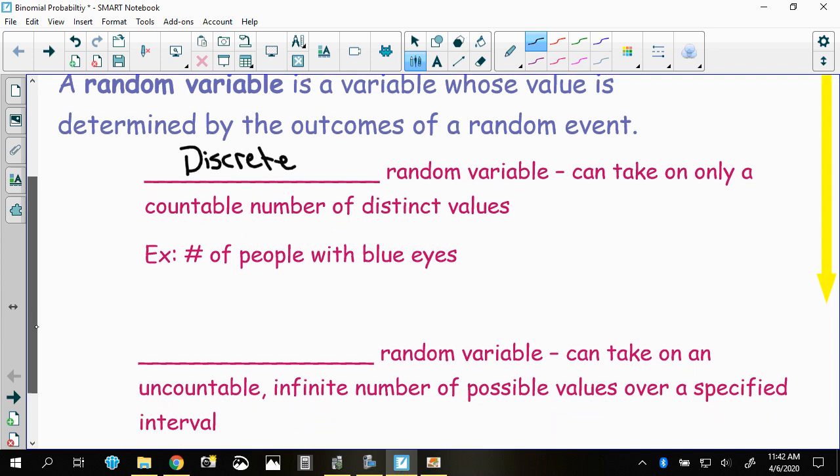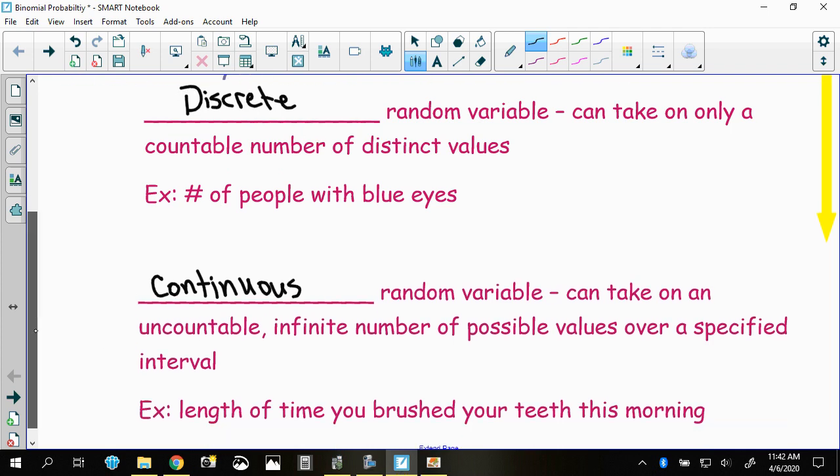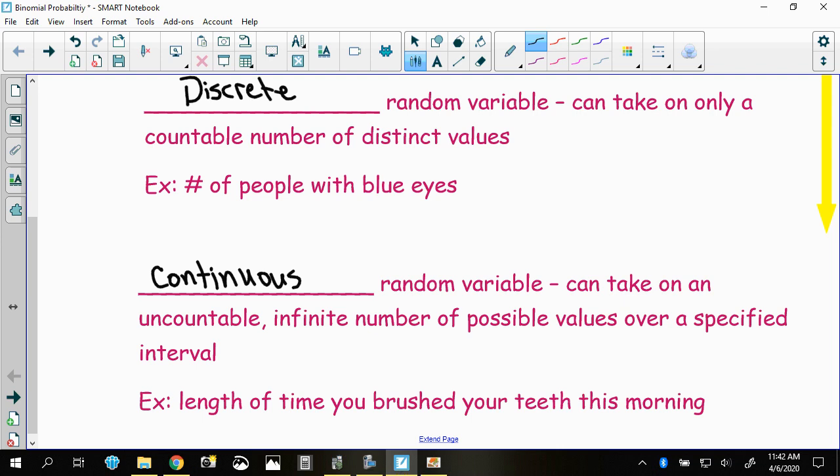Okay. Now, a continuous random variable can take on an uncountable or an infinite number of possible values over an interval. So how long it takes you to brush your teeth. It could be 10 seconds, it could be 1 minute and 30 seconds, it could be 1 minute and 32 seconds and 100ths of a second. So there's an unlimited number of possible times that could take you to brush your teeth. So that would be called a continuous random variable.